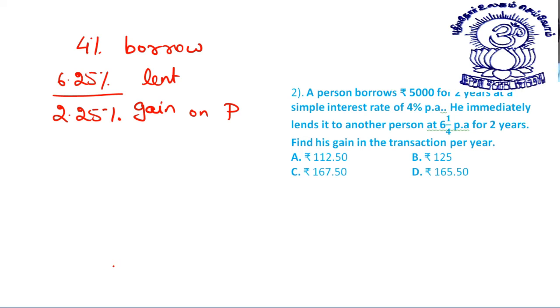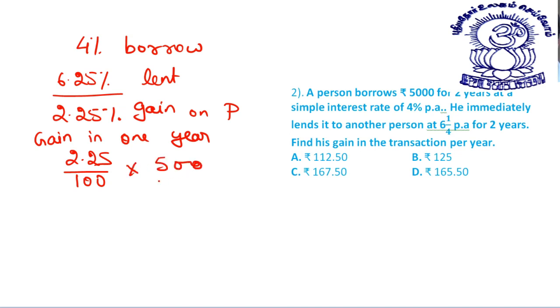The gain will be calculated on the principal. So there's a gain of 2.25% on my principal per year. We need to find the gain in 1 year. That will be 2.25% of what? Of the principal. The principal is 5,000. Double zero and double zero cancel, so one decimal is removed.